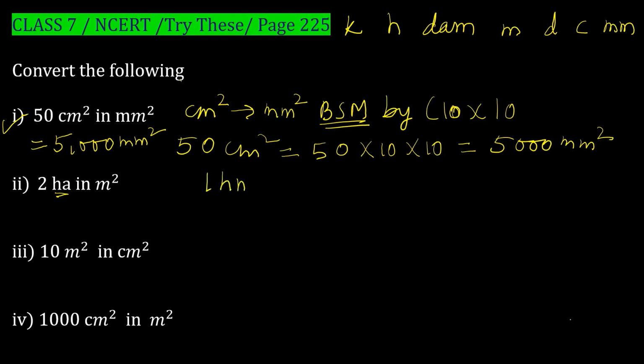Now let us take another example. 2 hectare in meter square. Now what is hectare? This HA is hectare. It is not hectometer. Hectometer is different. Now let me tell you, 1 hectometer. Suppose you have to convert. Hectare is related to hectometer. How is it related? I am going to explain now.